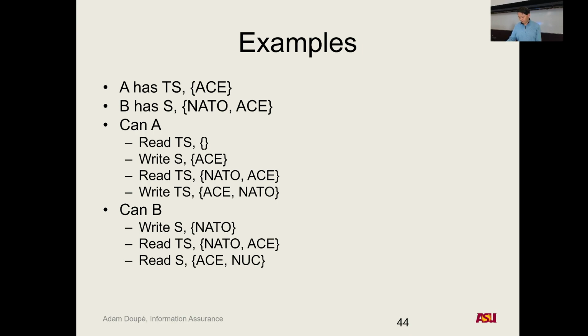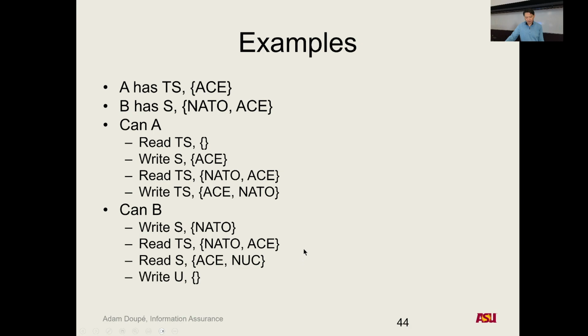What do you think? So category is different, right? The security level is the same, but subject B has only NATO and ACE, while the object has categories ACE and NOC. So subject B doesn't have this category NOC, so he can't read in this case.